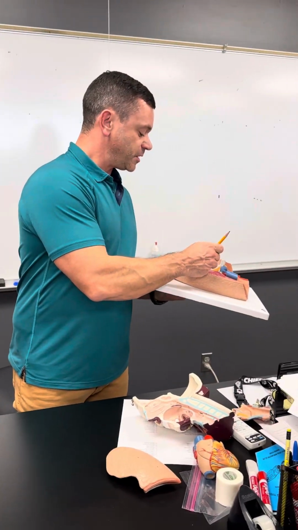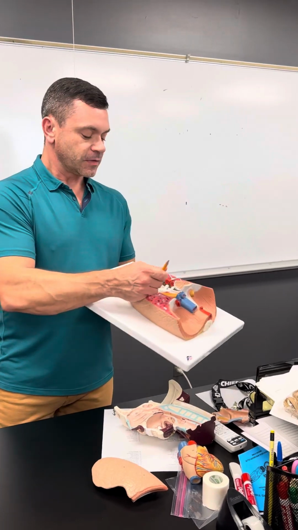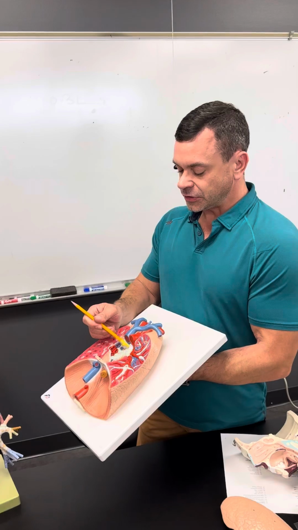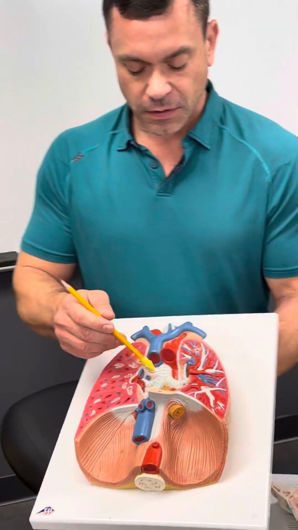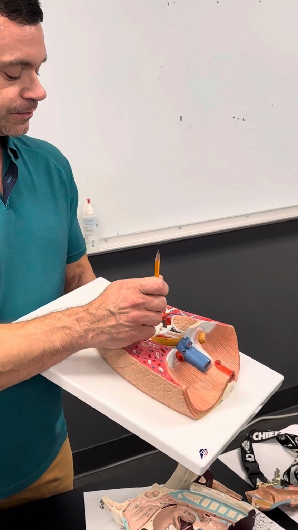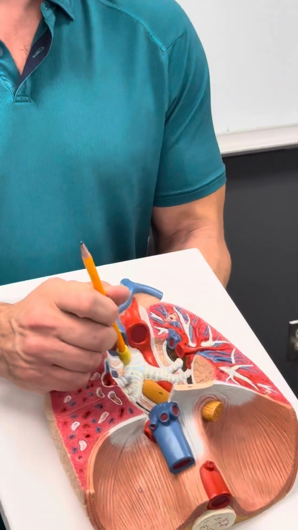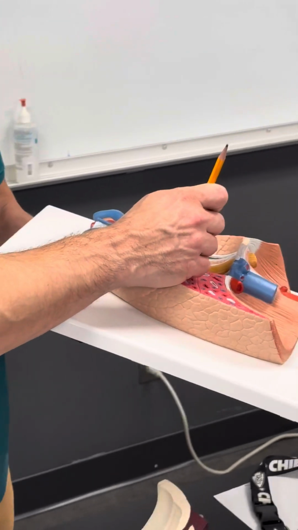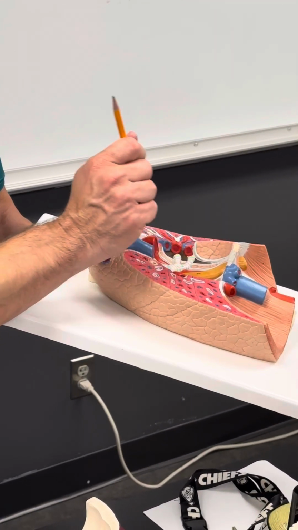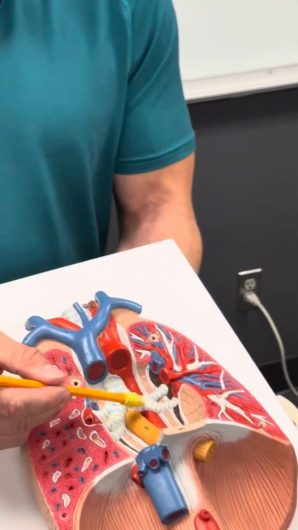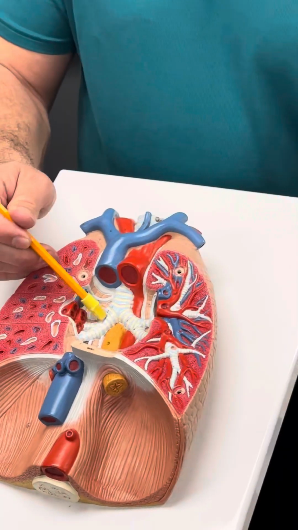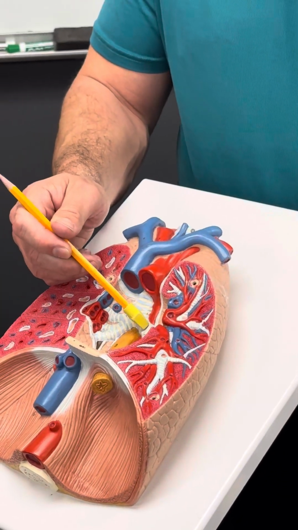Now I can see a little bit of my trachea right here. We have entry into each lobe, called the primary bronchus. So I have my left primary bronchus and my right primary bronchus. There's the left and there's the right.